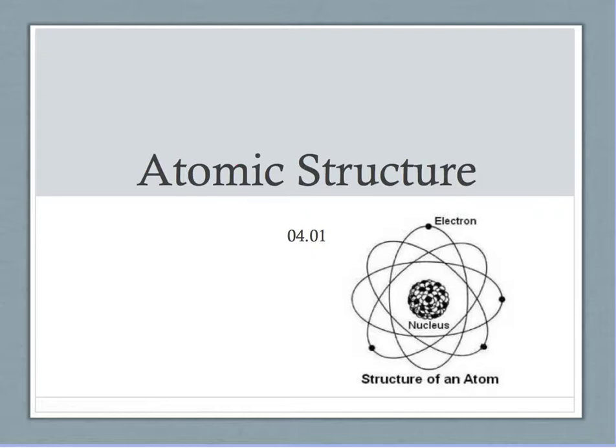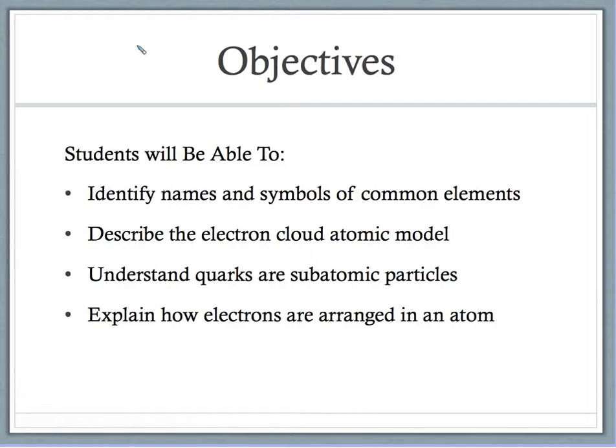So this is the start of a new unit. We're going to talk about the atom. And so in this particular video, we're going to look at naming elements and identifying names and symbols of common ones, which we've done a little bit of already. So we're going to expand that. We're going to describe the electron cloud model of the atom.